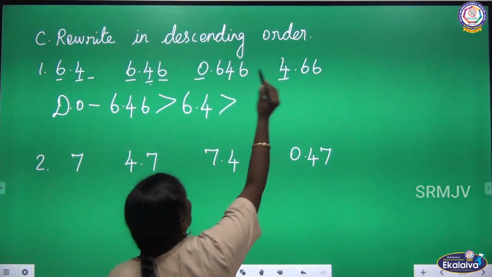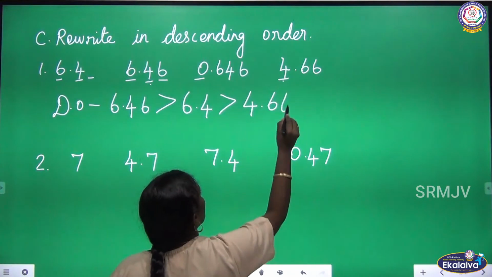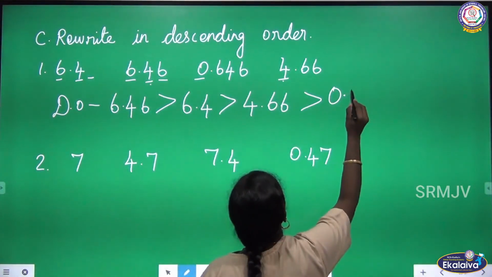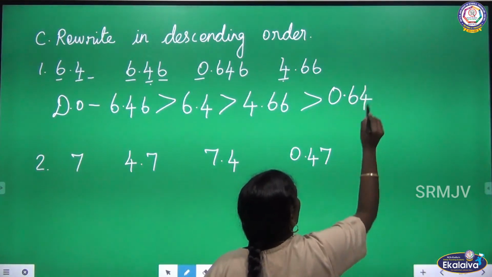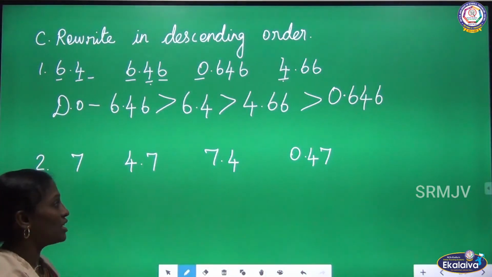Okay. Then 4 is the next: 4.66, and 0.646 is the smallest number. So this is the descending order for the given decimal numbers.